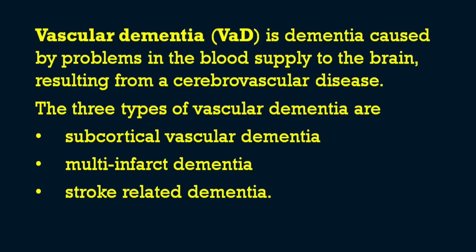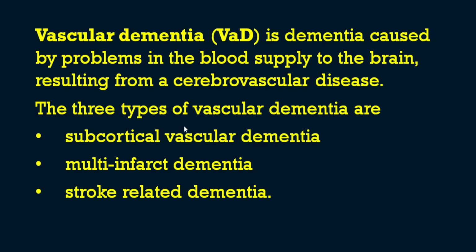Then another option that I have given was vascular dementia. Just some important points regarding vascular dementia. It is a dementia which is caused by problems in the blood supply to the brain resulting from a cerebrovascular disease. So the question can be asked like, which among the following dementias can occur as a result of a cerebrovascular disease? That is vascular dementia.